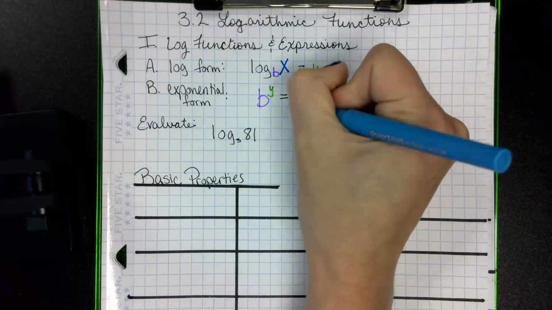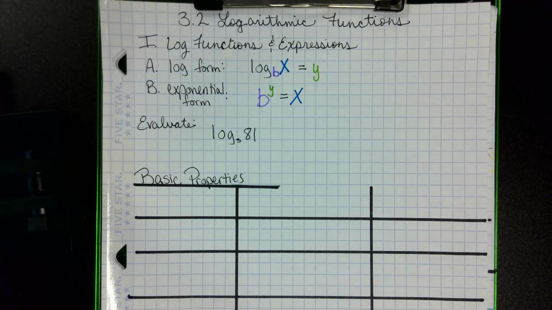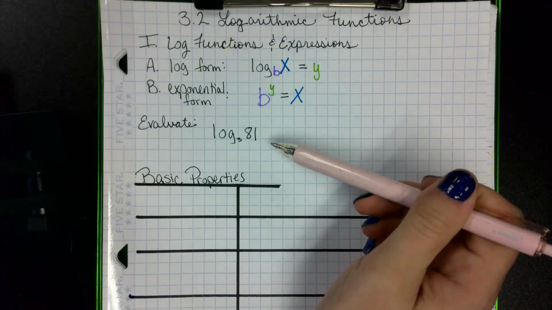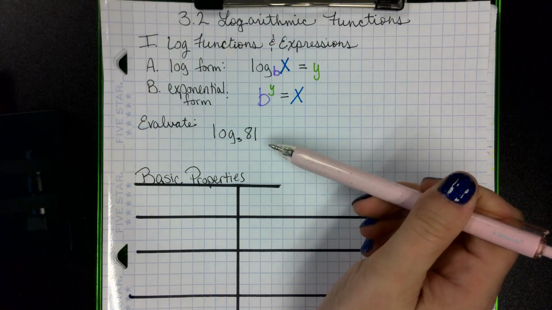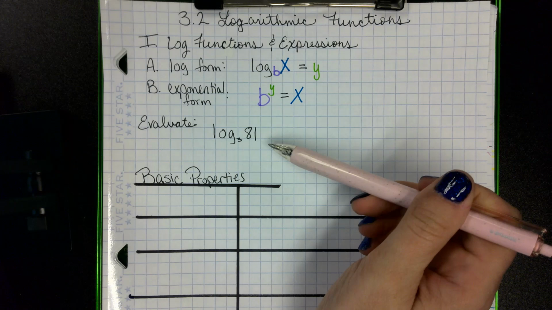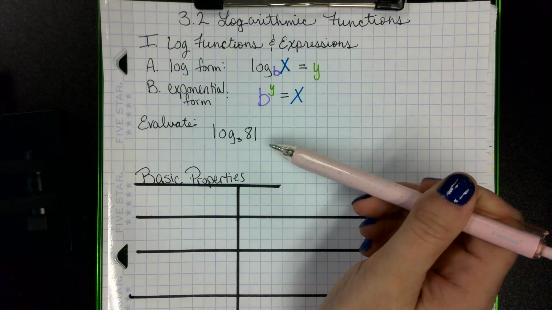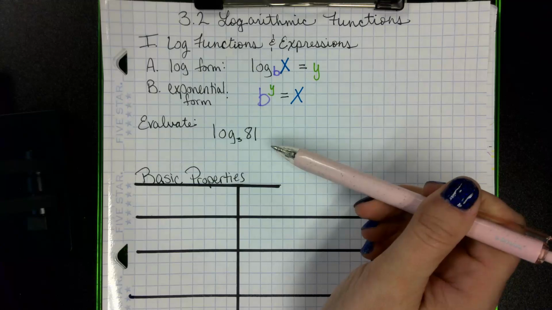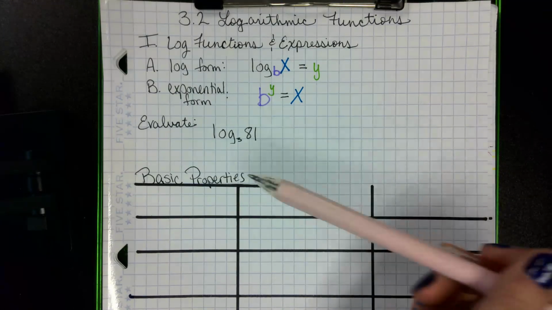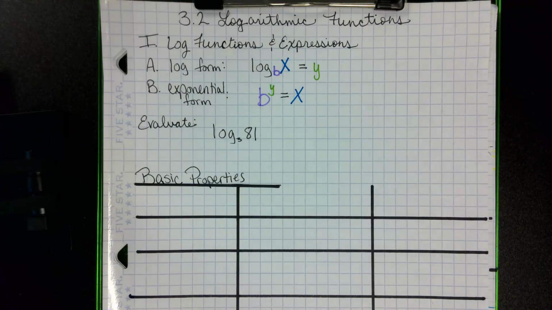So why would we just take away the log? We turned the log into exponential. Because sometimes, like in the example I'm about to give you right now, like evaluate log base 3 of 81. If I asked you to do that without a calculator, I don't know what log base 3 of 81 is just by looking at that problem. But if I turn this into an exponential, I can easily do it without a calculator. So you have to know what is what and where it's going to go.